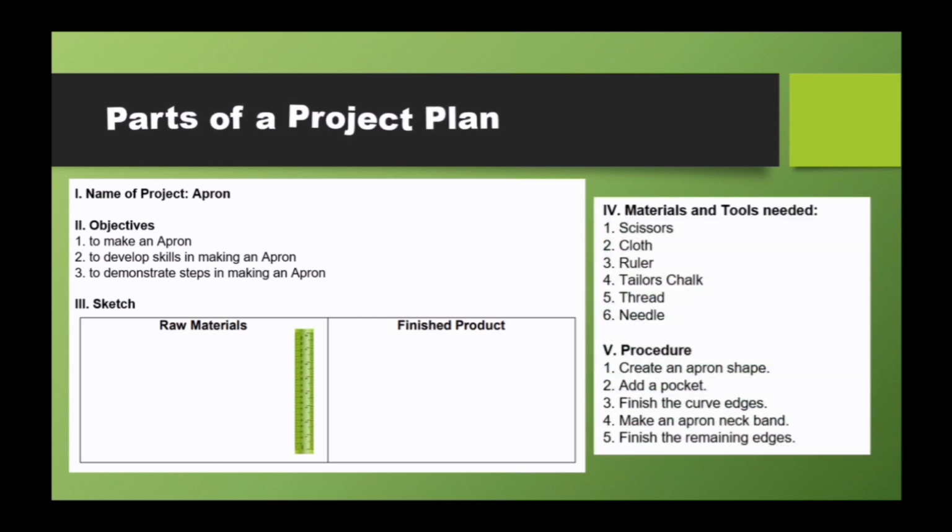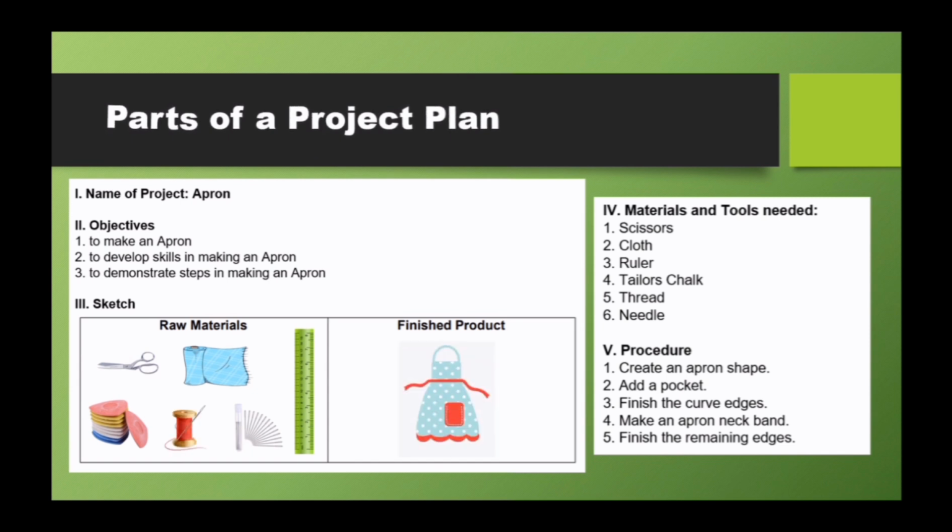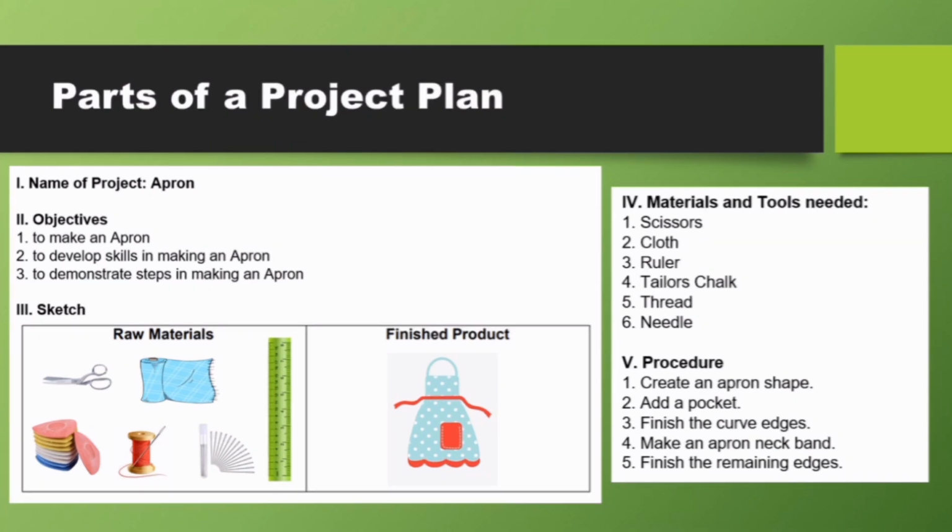Part 3 is the sketch. This part illustrates the raw materials and finished product. Part 4, materials and tools needed. This is the list of materials and tools that you need so that you can finish your project. Part 5 is the procedure. This explains the steps in doing the project. And of course, evaluation for Part 6. This uses the scorecard to evaluate the project. Easy peasy.